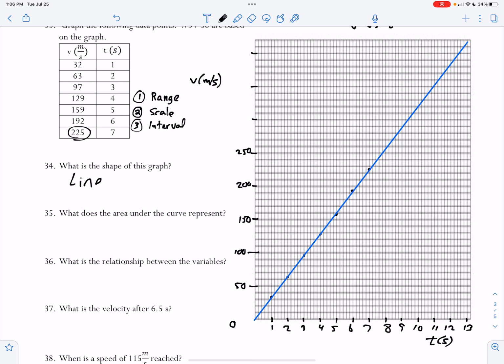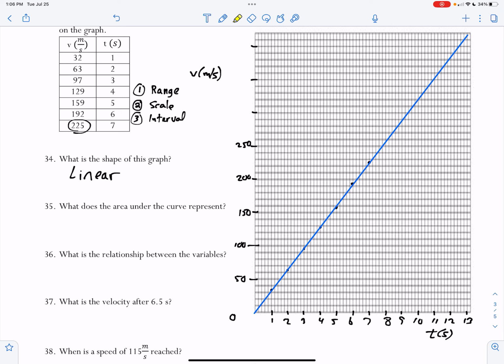Okay, so the graph is linear. What does the area under the curve represent? Well, the area under the curve, if you can see, would be this triangle that I'm shading out right here. That's the area underneath this. Now, think about it, ladies and gentlemen. When you're finding the area of a triangle, you're multiplying 1/2 base times height, meaning you're multiplying the sides. Well, the sides would be the axes. So when we are finding area, you're actually multiplying the axes together.